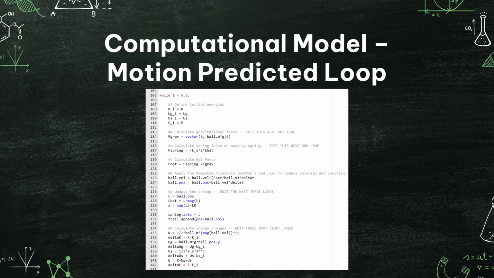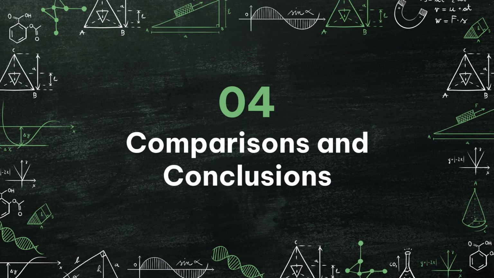All right, now for the while loop. All this is calculating the change in energy between each timestamp in the loop. I did this by calculating the gravitational force, spring force, and net force using equations discussed earlier in the video. Then using Newton's second law, if we have the net force, we can find both velocity and the position of the mass. Using these quantities, we can find the kinetic and potential energies of our system, and then finally the change in energy between each timestamp.